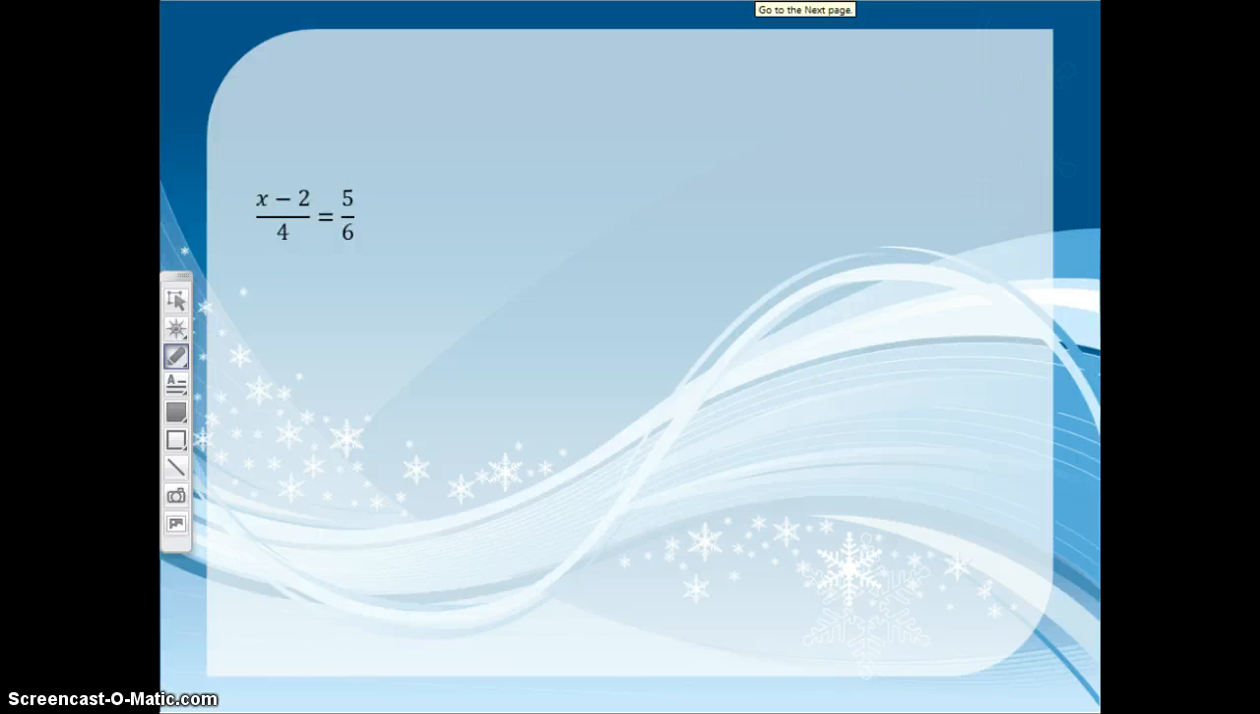Now sometimes we're going to have a numerator or a denominator that's a little more complex, in which case we'll need to apply the distributive property. Put a little parentheses around there and then cross multiply. 6 times x minus 2, because we're multiplying the whole numerator times the whole denominator. Now we'll do the other side. 5 times 4.